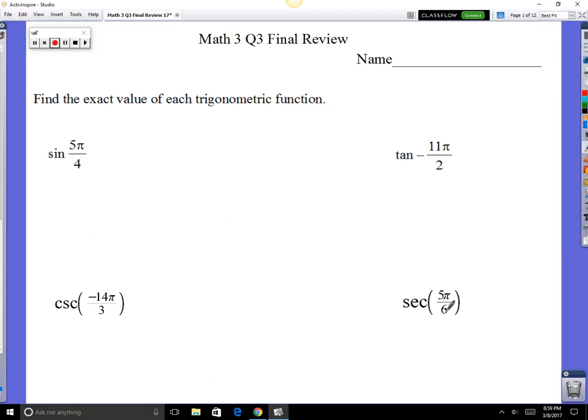Last one, secant of 5 pi over 6. Okay, these are easy to count by, because a sixth of 180 is 30. So we're going to count by 30s, and 30s are way easy to count by. So we're going to go 5 30s. So we're going to go 30, 60, 90. So that was 3 30s, 4 30s, 5 30s, right there. Boom. So 5 30s is 150.